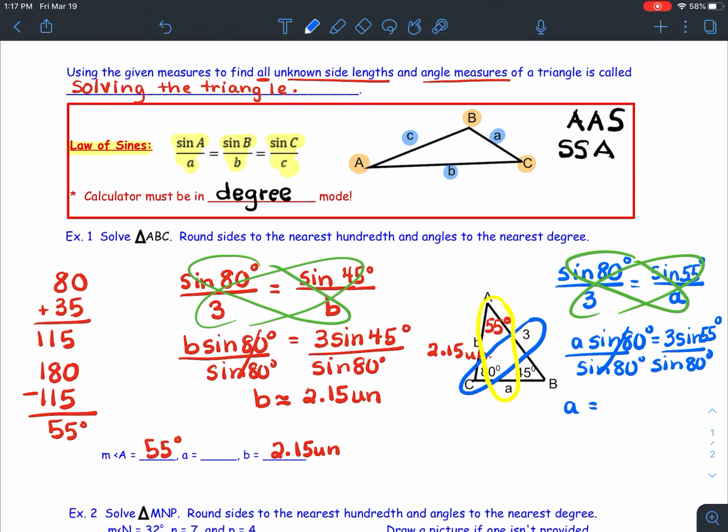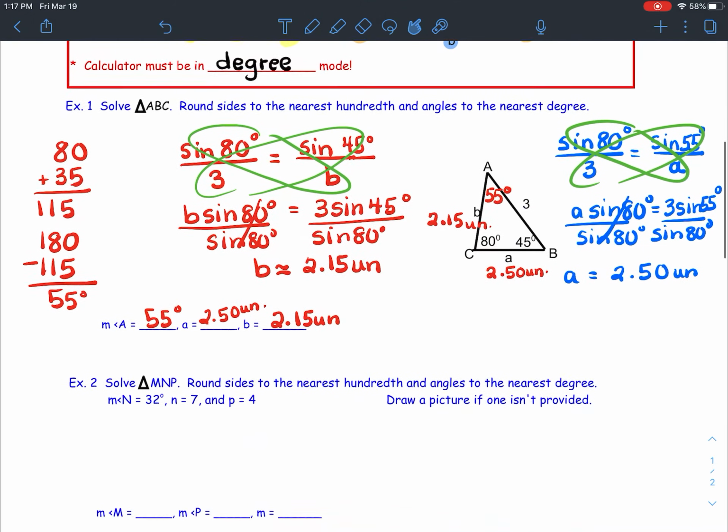So again, you would type that into your calculator. We're just going to round to 2 places here. I'm just going to clean up my picture here. And I'm going to add onto the picture 2.50 units is the length of side A, and I'll go ahead and fill that over here into the blank.